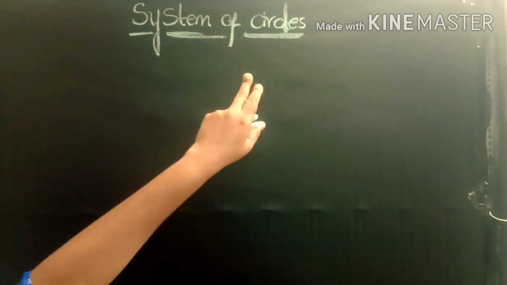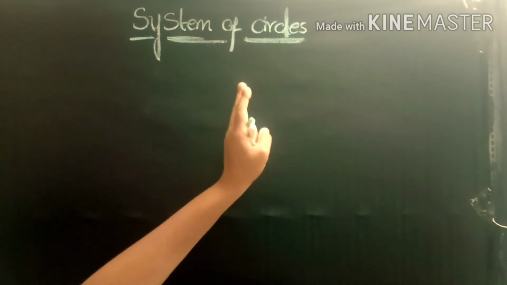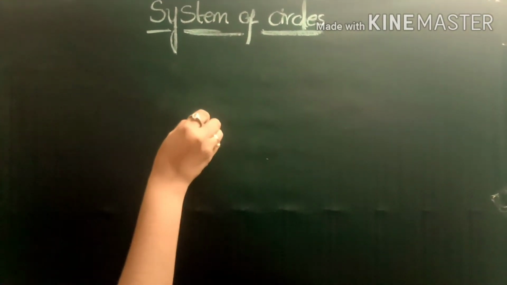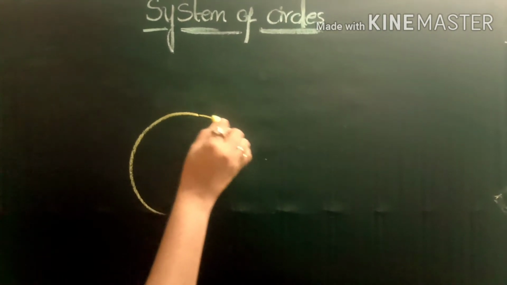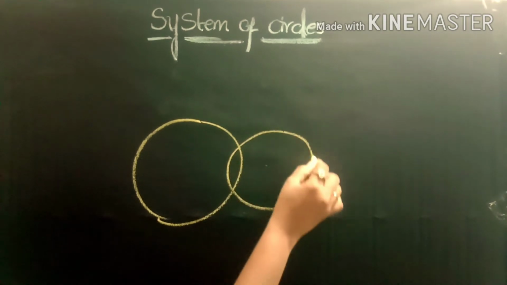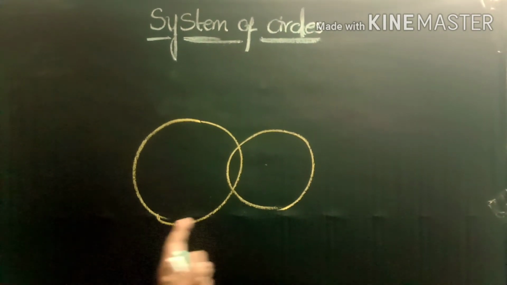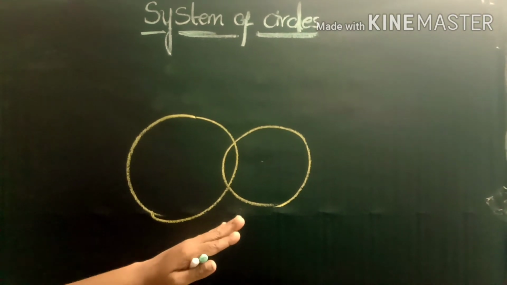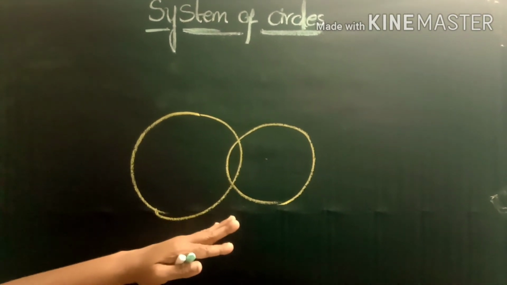Next chapter is system of circles. So system of circles, this is also related to circles. In this chapter we will discuss the angle between two circles. First, here we are taking two intersecting circles. Only for intersecting circles can we define the angle between them.